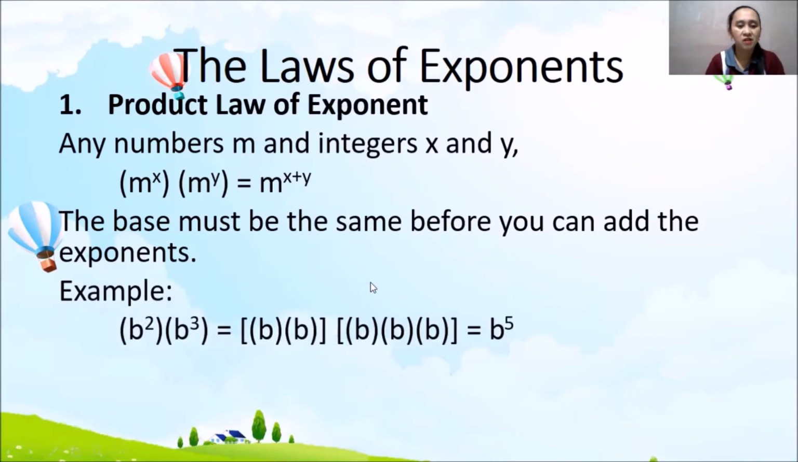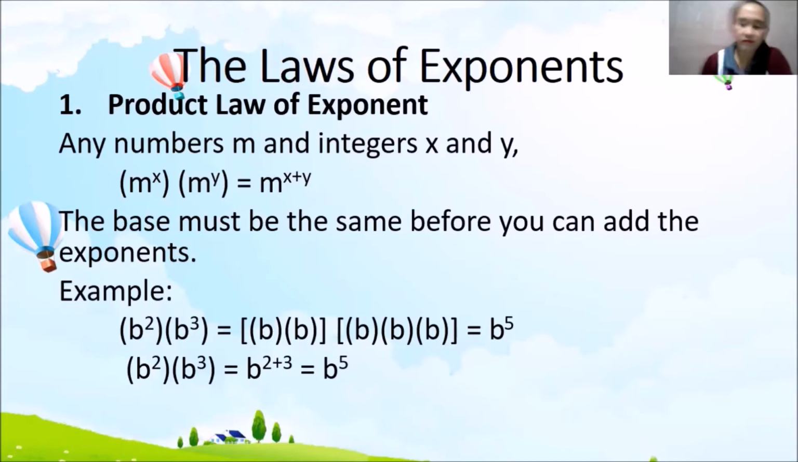Example, b squared times b cubed. It means we multiply b times b, and b cubed means b times b times b. How many times did we multiply by b? 1, 2, 3, 4, 5. So b raised to the exponent of 5. Or another way, b squared times b cubed is b to the exponent of 2 plus 3. So we get the same answer, b raised to the exponent of 5. So that is the product law of exponents.